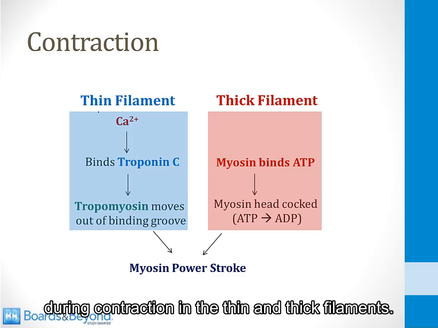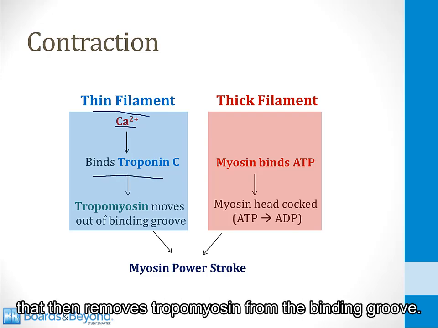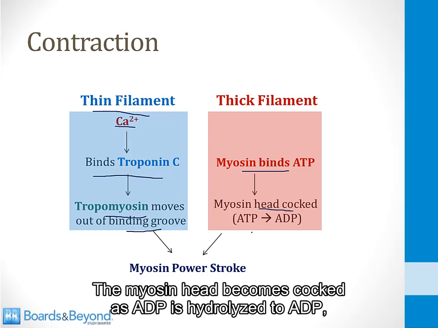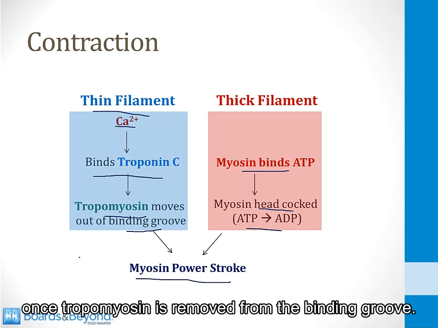And here's a summary slide just to help you keep straight what's going on during contraction in the thin and thick filaments. So in the thin filaments, calcium is binding to troponin C. That then removes tropomyosin from the binding groove. On the thick filament side, myosin binds ATP. The myosin head becomes cocked as ATP is hydrolyzed to ADP, and then the myosin can undergo the power stroke once tropomyosin is removed from the binding groove.